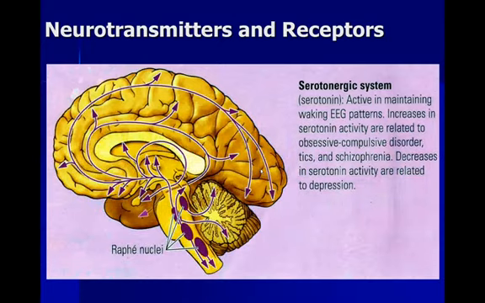To give you an idea of how much serotonin there is in the brain or where it's used, as you can see, it seems to be everywhere. The serotonergic system is active in maintaining waking patterns. EEG refers to electroencephalography, which are brainwave patterns. Increases in serotonin activity are related to obsessive-compulsive disorder, tics, such as various tic disorders. Schizophrenia, certainly there is some serotonin dysregulation in schizophrenia. And decreases in serotonin activity are associated with depression. Now, again, not necessarily the cause, but are certainly a correlate of depression. So there are lots of serotonin systems throughout the brain. In fact, pretty much everywhere in the cortex.